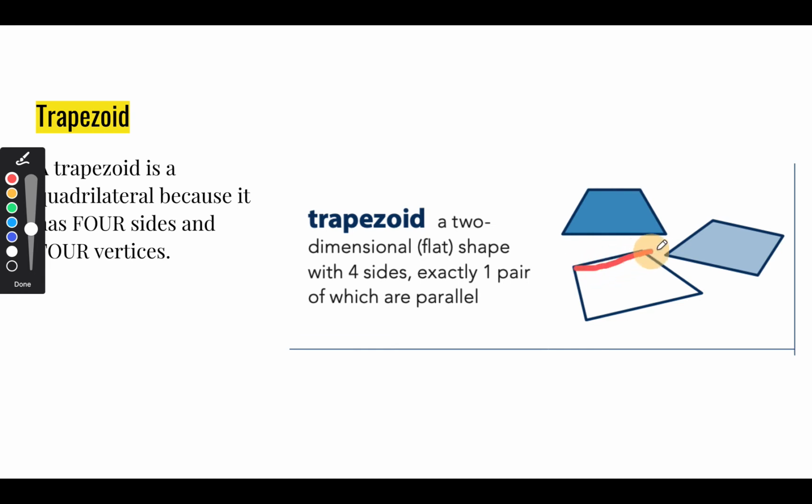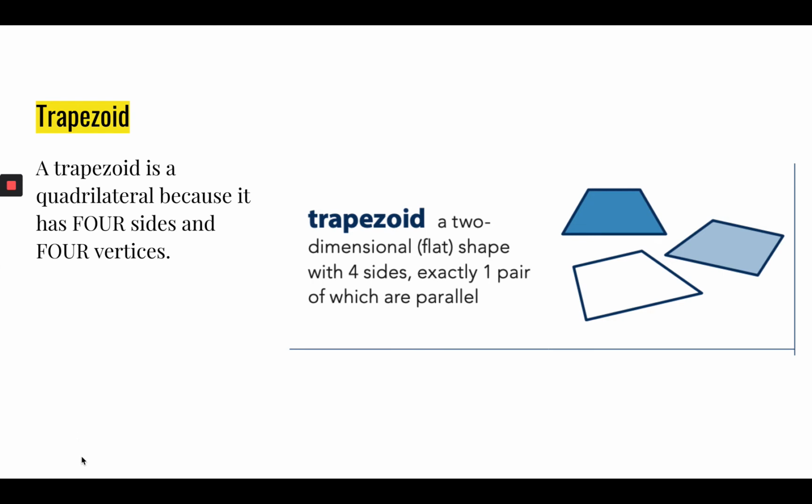In this trapezoid, these are the parallel lines because they would never cross or meet. Same thing with this other trapezoid. These are the parallel lines because they would never cross or meet, okay? So that is what makes a trapezoid a trapezoid.